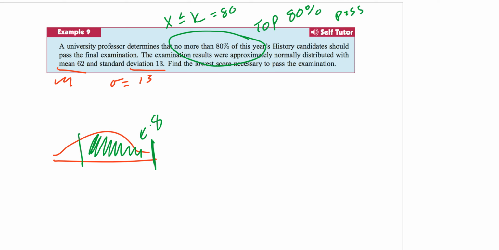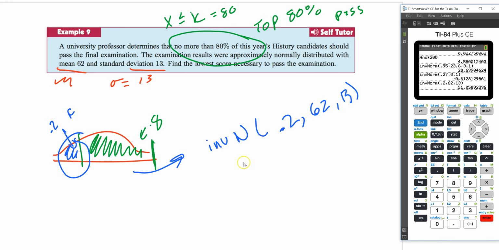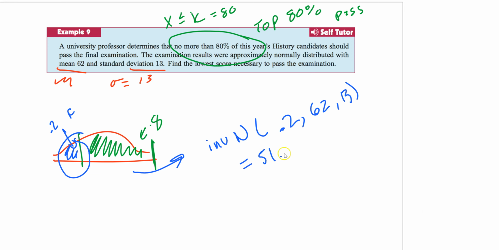Well, remember, invert normal doesn't work that way. I gotta use this one. So if the top 80% pass, that means there's only 20%. He wants only 20% to fail. So let's find the value for that. Remember the way we do that, if you have the probability, you have to do invert normal. Now you have your area, 0.2. You have all the stuff you need, 62 and 13 for mean and standard deviation. Plug that in, and you get a value of about 51. So you need to score about 51 to pass the test. And if you score less than 51, you're going to fail. And that's the idea with that one.